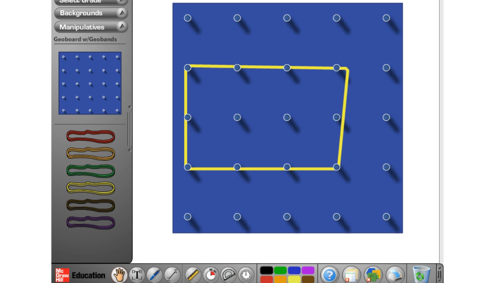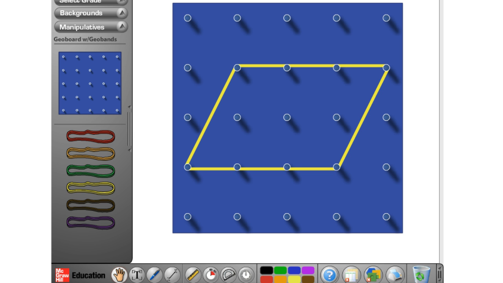Or maybe I want to find the area of this rectangle. So I could say that the area is, let's see, base times height would be 3 times 2. So the area of this rectangle would be 6 square units. So I can make lots of different shapes on these geoboards with the rubber bands and determine the area of the shape simply by looking at the dimensions of the shape that I have, or I could just count the number of square units inside the shape.